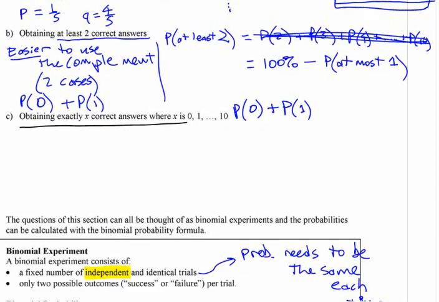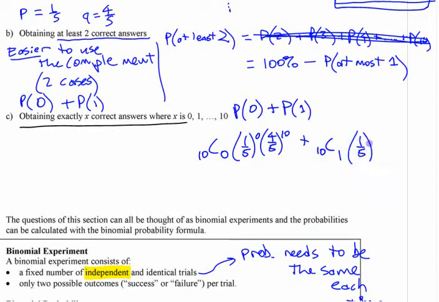Probability of 0 is from the 10 questions, choose 0 correct. This means you're doing worse than the trained monkeys we talked about. You got none correct. It's not that likely. It happens, but it's not that likely. And then the probability of getting 1 correct. You want to choose from the 10 questions, choose the one that's the correct. And then you need the probability for the corrects and the incorrects.